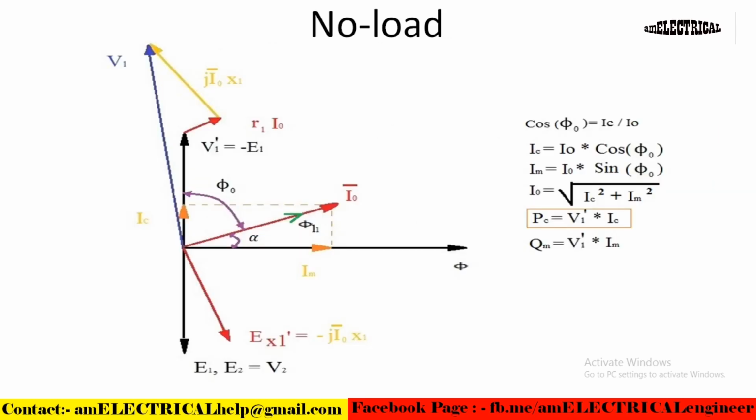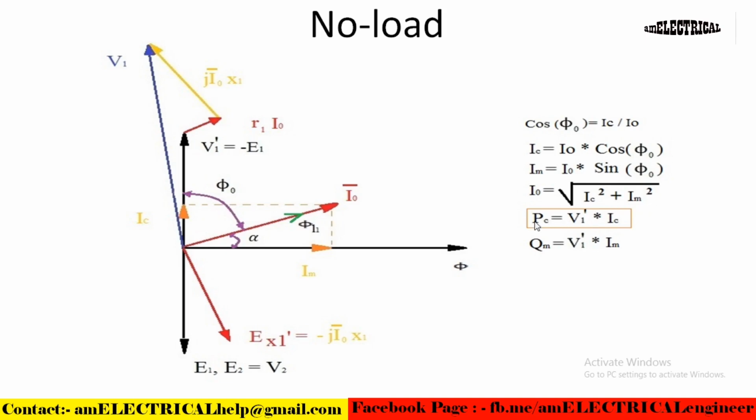Here you can see I0 is the phasor sum of IC and Im. The angle between IC and I0 is phi 0. So cos phi 0 equals IC divided by I0, you can see here. Then IC will be I0 cos phi 0 and Im will be equal to I0 sin phi 0. So I0 equals root over of IC square plus Im square.